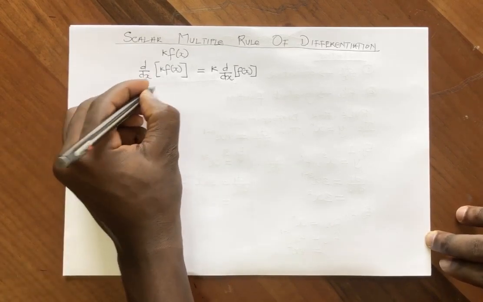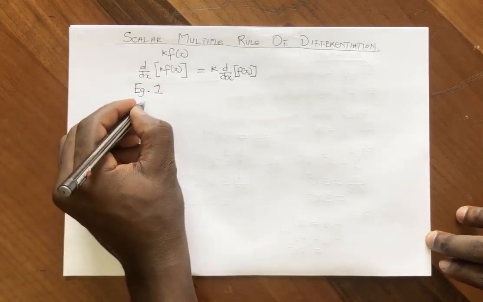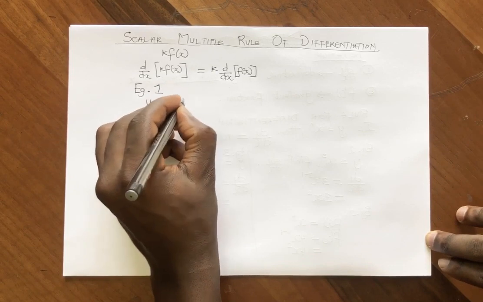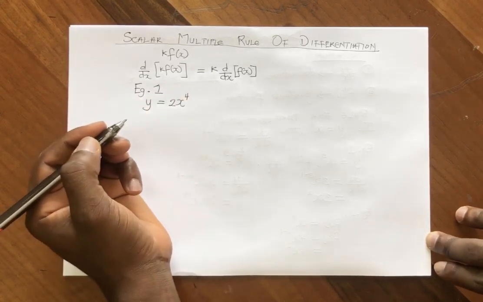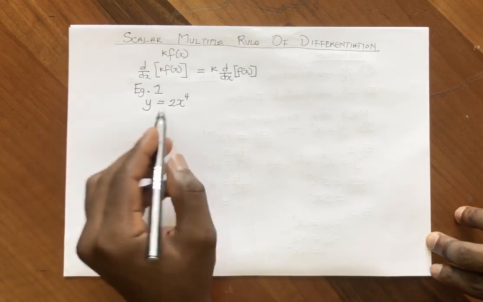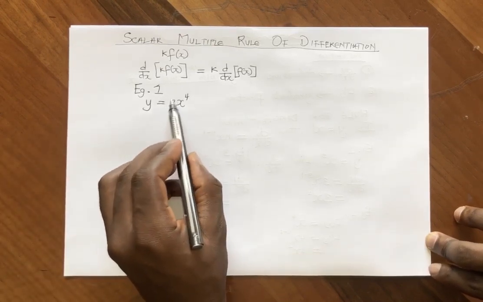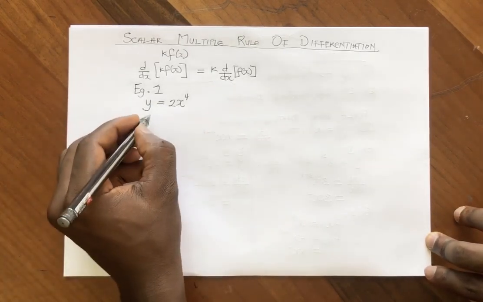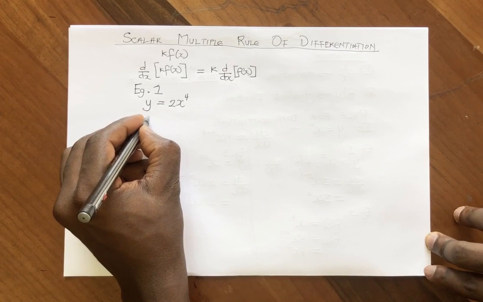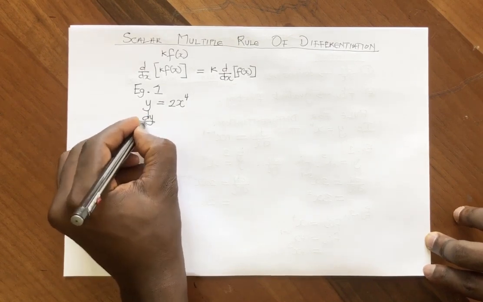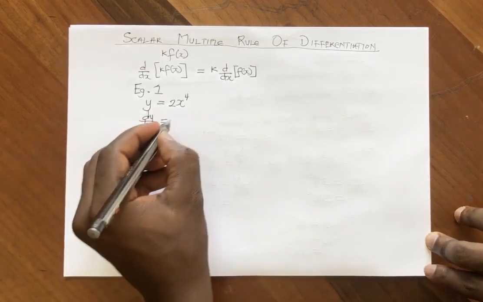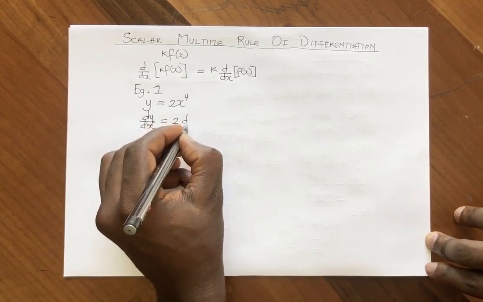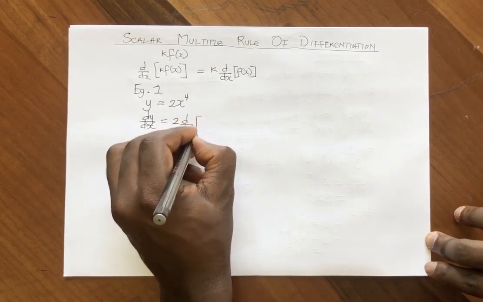Example 1. Given that y is equal to 2x raised to the power 4. Now this, we have a scalar which is 2 multiplying a function. So the first thing that we do when we are differentiating this is to pull the 2 out. Okay, so when you pull the 2 out, then you are left with the differential of the function.